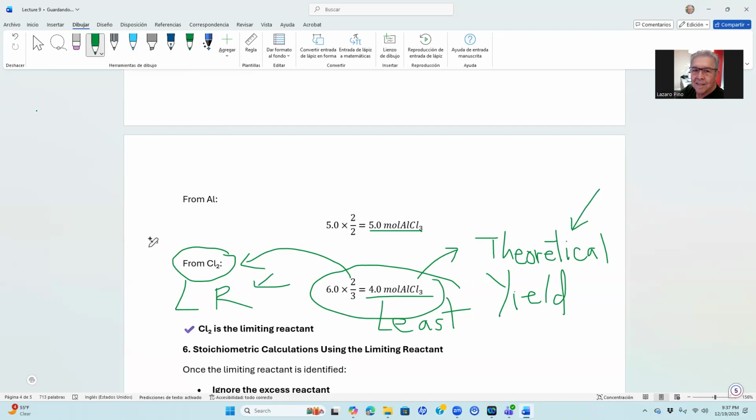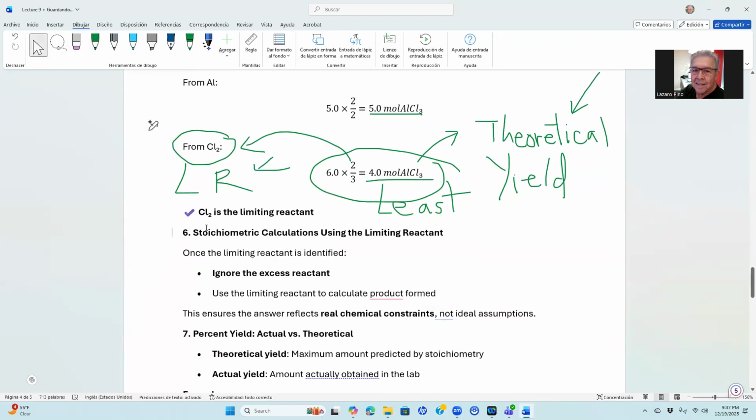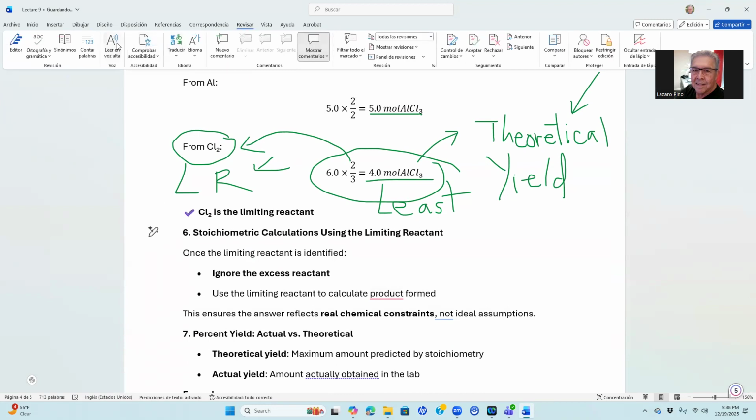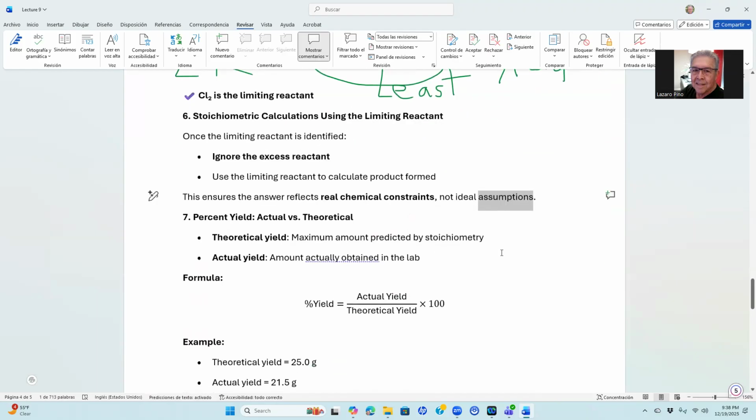Stop the video and watch this again until you learn it. Write in your notebook and you will learn it faster. Let's continue then. Stoichiometric calculations using the limiting reactant. Once the limiting reactant is identified, ignore the excess reactant. Use the limiting reactant to calculate product formed. This ensures the answer reflects real chemical constraints, not ideal assumptions.